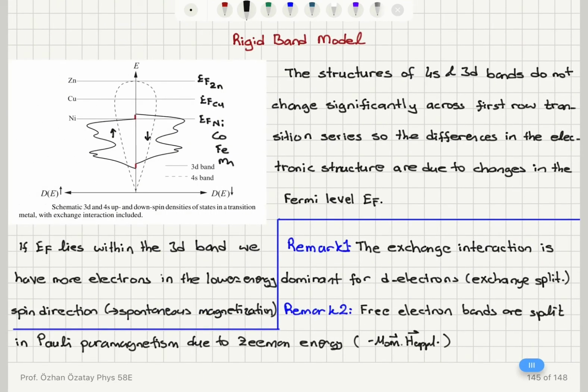In the rigid band model, we're saying that 4s and 3d band structures are not changing significantly as we go through the first row transition metals. What does change is the level of the Fermi energy, and if the Fermi energy lies within the 3d band, because the 3d band is exchange split, we will have an imbalance between up and down spins, leading to a net magnetic moment per atom. In comparison to Pauli paramagnetism, there we had the splitting of the bands due to the Zeeman energy rather than the exchange field.